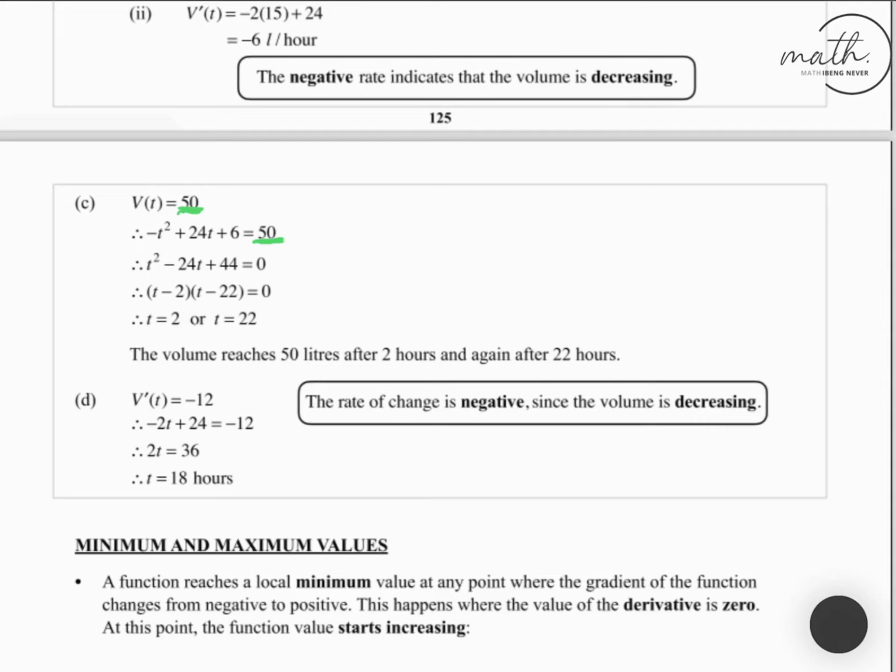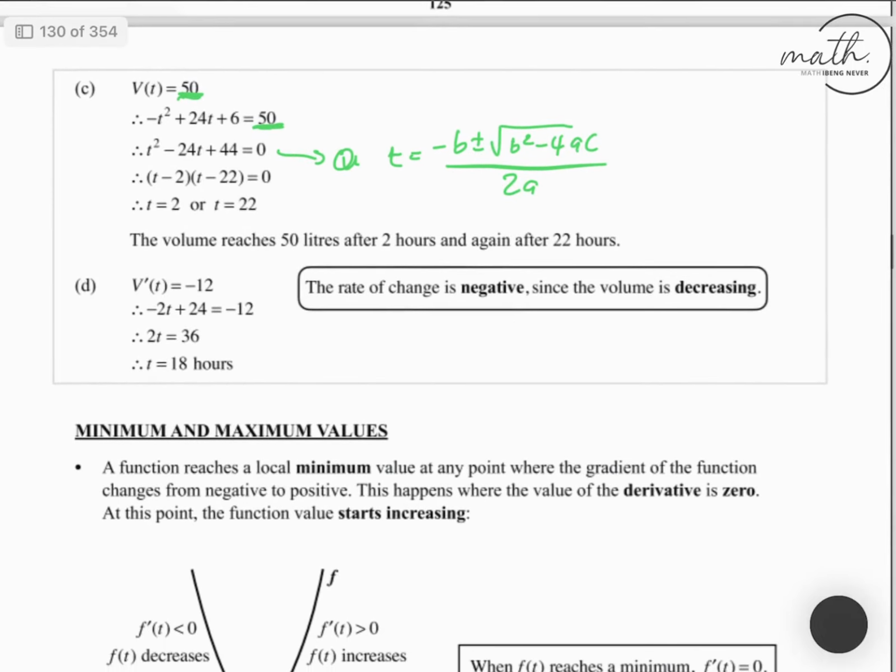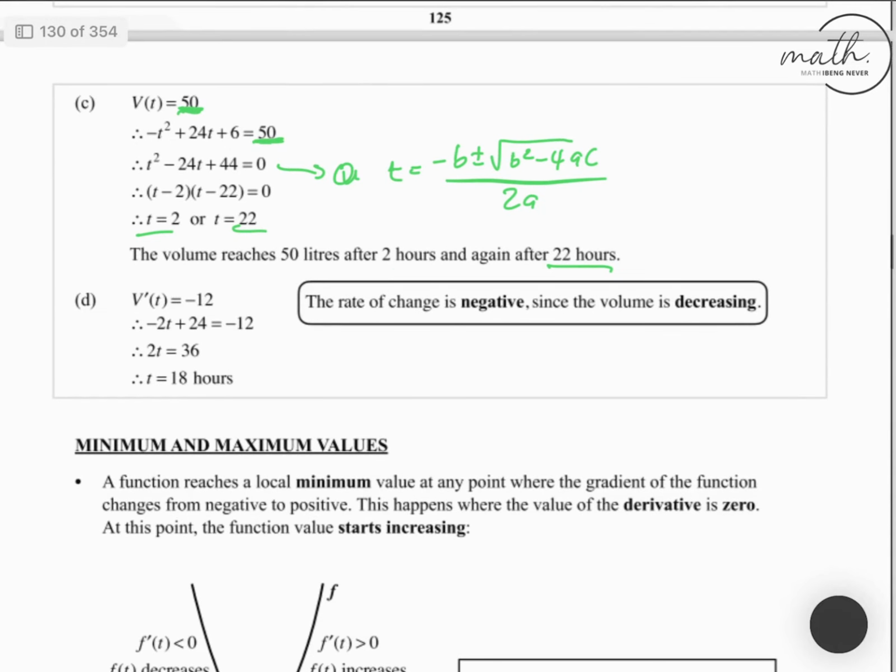So just like that, you can use the quadratic formula here. t is equal to minus b plus or minus the square root of b squared minus 4ac, all over 2a. And then you're going to get 2 answers. So the volume reaches 50 liters after 2 hours, and again after 22 hours. Why 2 hours and 22 hours? So it's like water gets in the tank and it gets full, and then after that the water gets out, so it'll reach 50 liters when it's pumping in, and another 50 liters when it's pumping out.